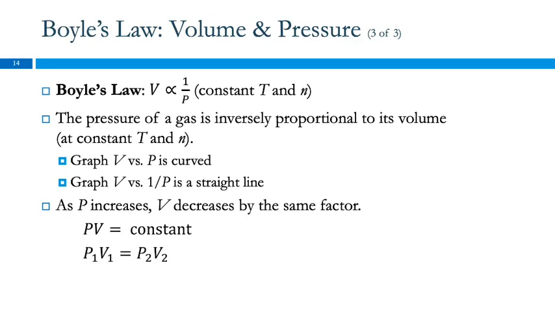So Boyle's law says that the volume of a gas is proportional to 1 over the pressure. And this is when we keep the temperature and the moles of gas constant. We're keeping those the same because if we change those, it's going to mess everything up. So we say the pressure of a gas is inversely proportional to its volume. We saw that the graph of volume versus pressure is curved. If we graph volume versus 1 over pressure, the inverse of pressure, we get a straight line.